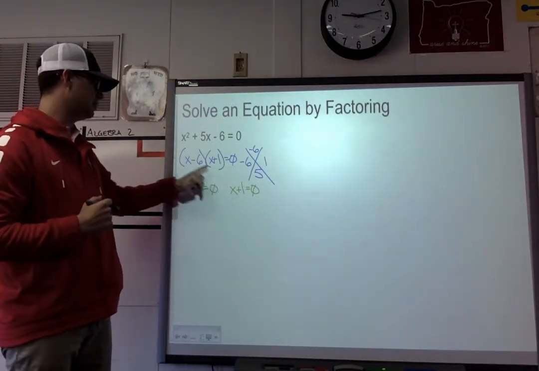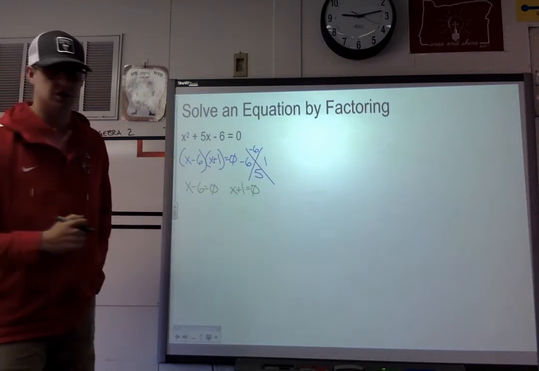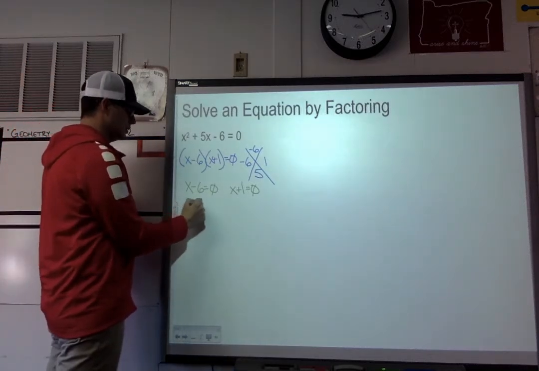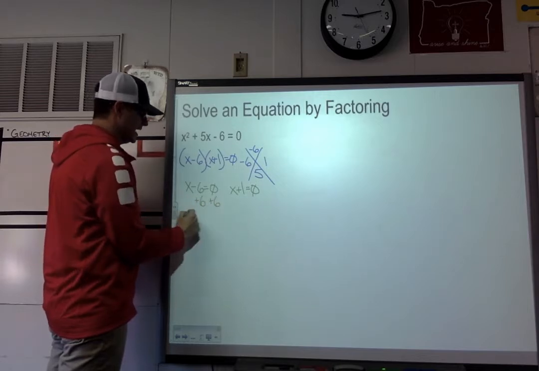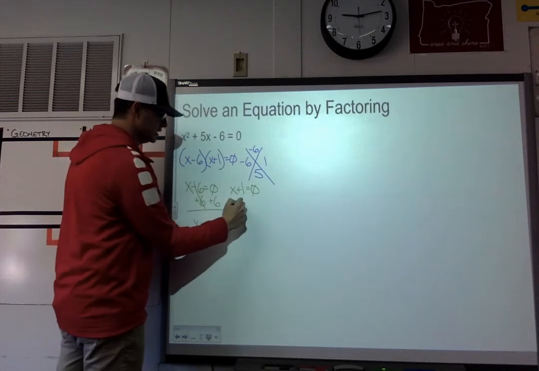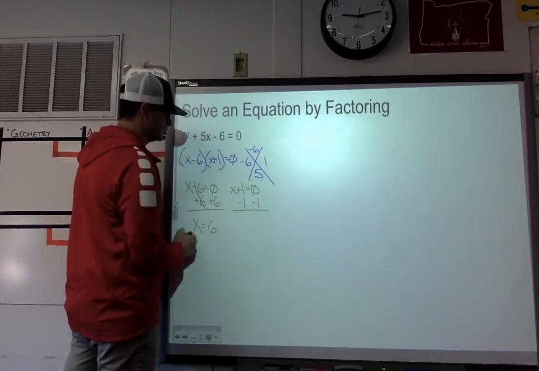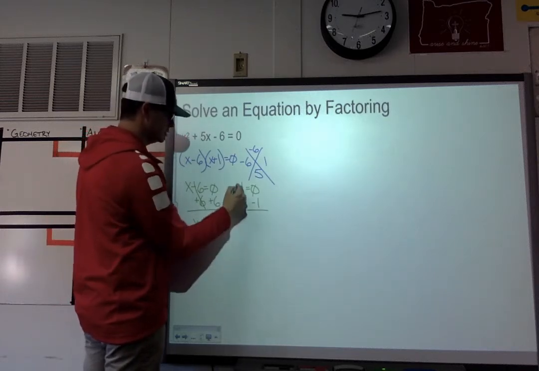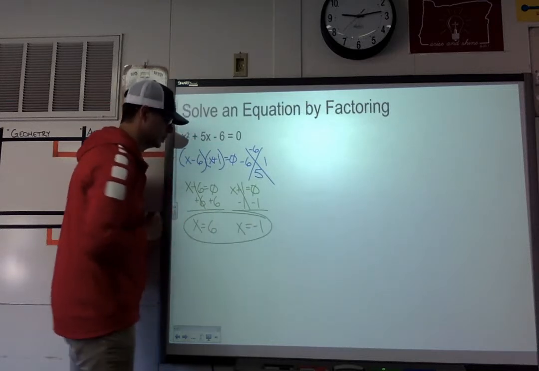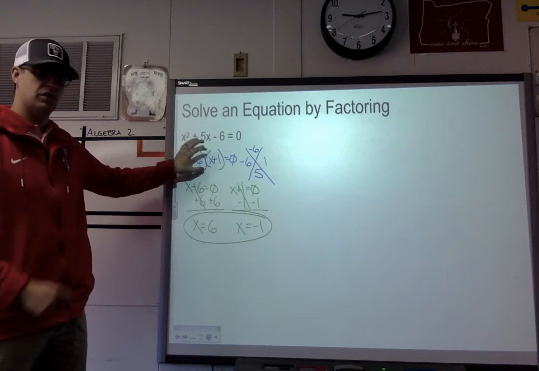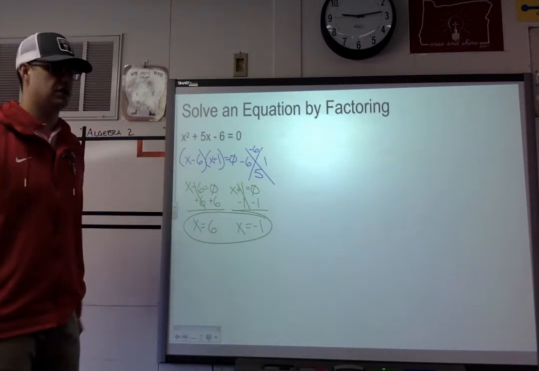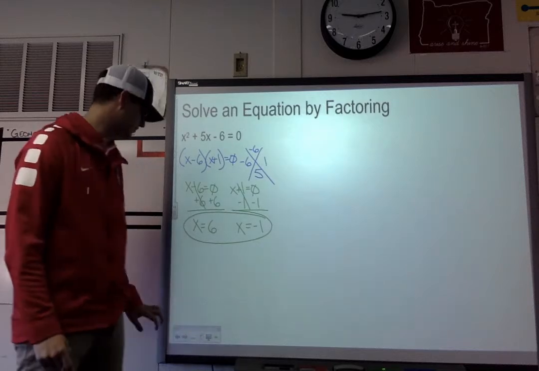So take each of your binomials that you factored down to and set them equal to 0, then solve for x. So on the first one, we would add 6 to both sides. We would get x equals 6. Second one, subtract 1 from both sides, and we would get x equals -1. So it's taking what we were just doing, factoring, and just taking it that one step further of solving using those factors.